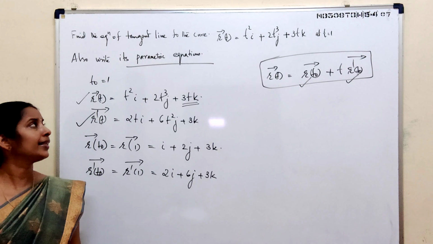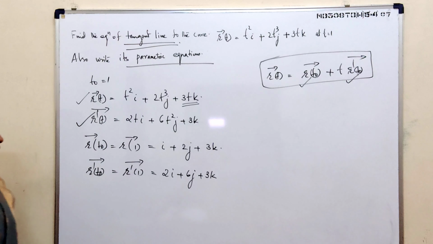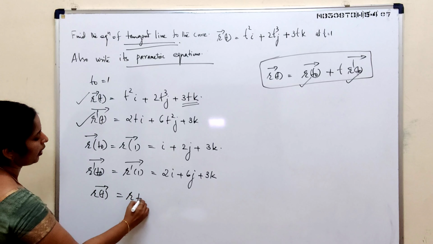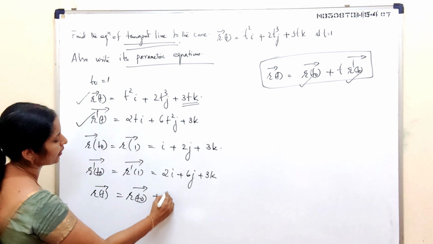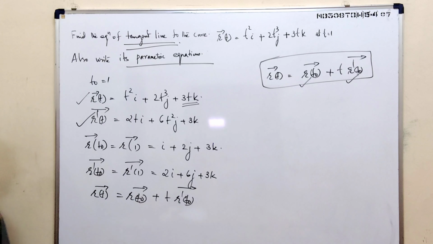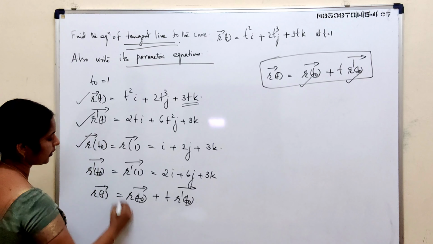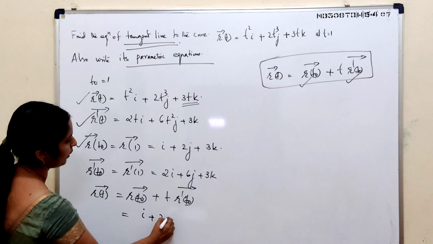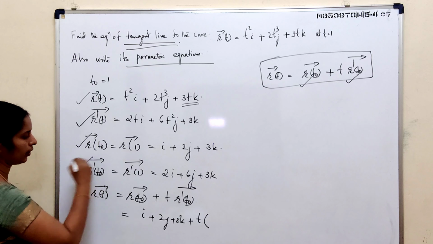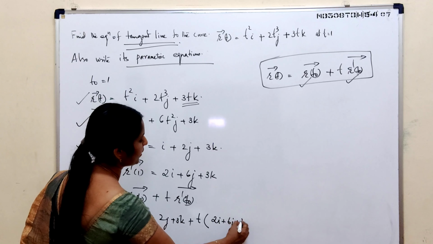So now we can easily write the equation of the tangent line. And it is r(t) = r(t0) + t r'(t0). That is, what is r(t0)? r(t0) is i + 2j + 3k, plus t into r'(t0), which is 2i + 6j + 3k.